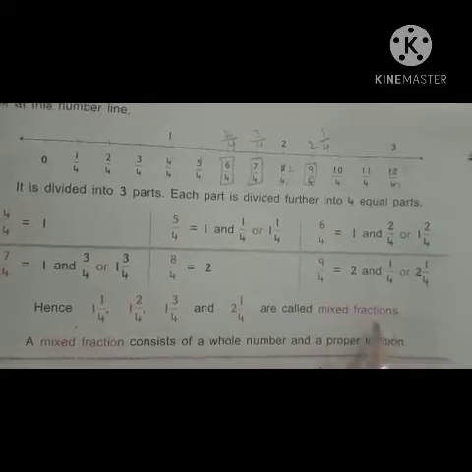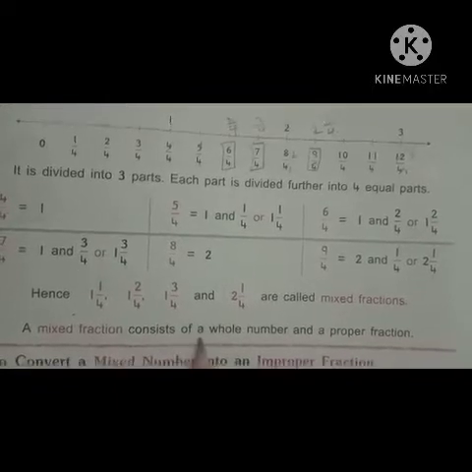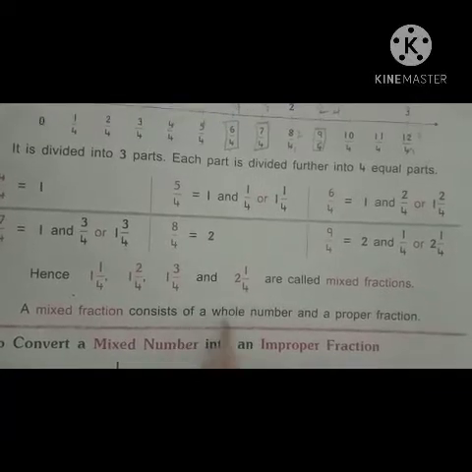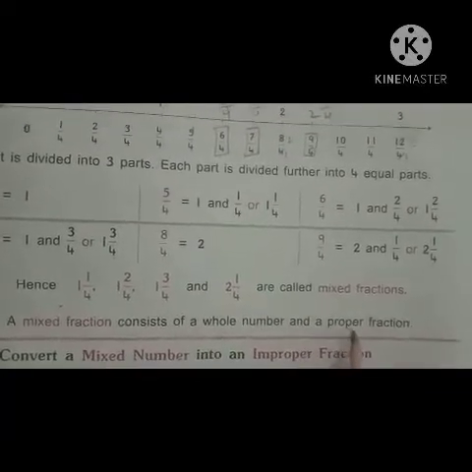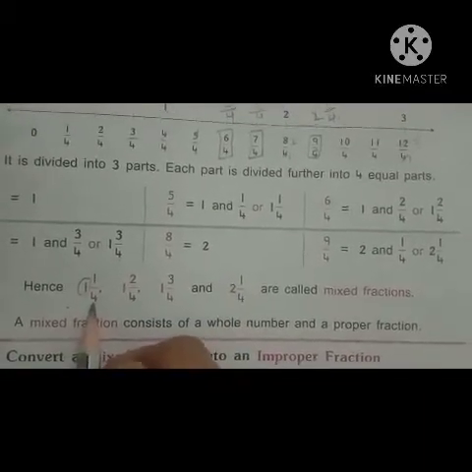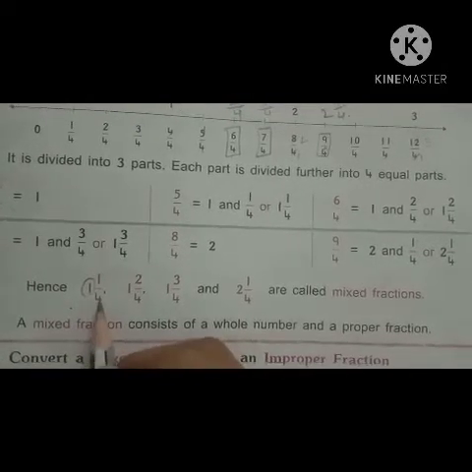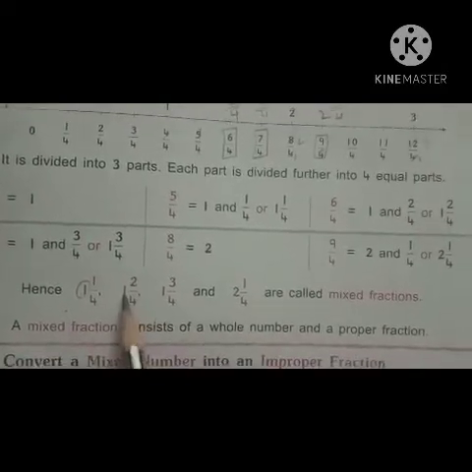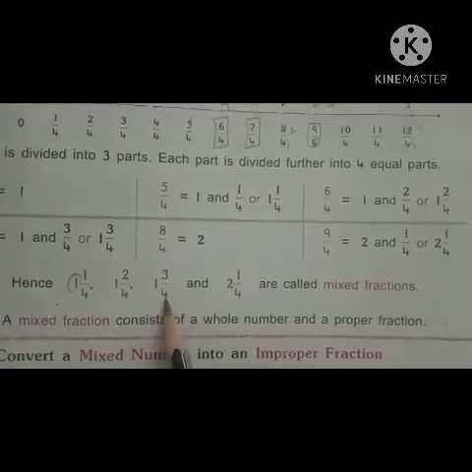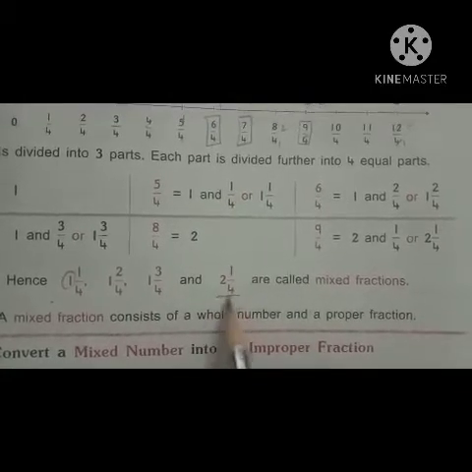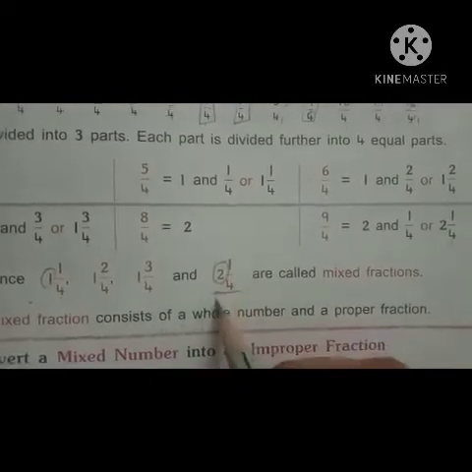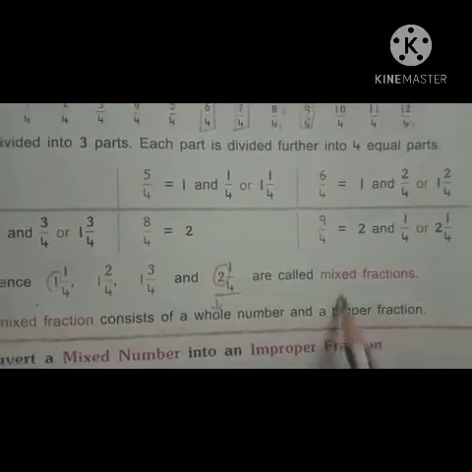Here are the mixed fractions. A mixed fraction consists of a whole number and a proper fraction. See, this 1 is the whole number and 1x4 is the proper fraction. Here also 1 is a whole number and 2x4 is a proper fraction. 1 is a whole number, 3x4 is a proper fraction. Tell me children, here which is the proper fraction and which is the whole number? Yes, very good. 2 is the whole number and 1x4 is the proper fraction.